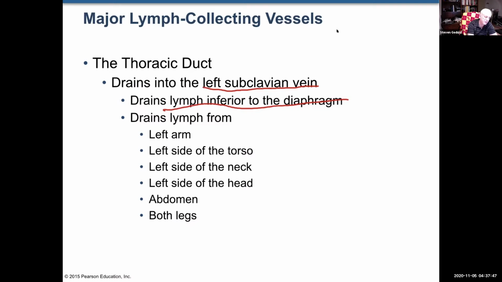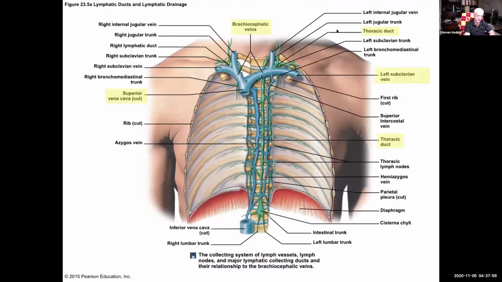It drains from the left arm, the left side of the torso, the left side of the neck, the left side of the head, the abdomen, and both legs. So all that drains through the thoracic duct. Okay, and here's your thoracic duct right here.